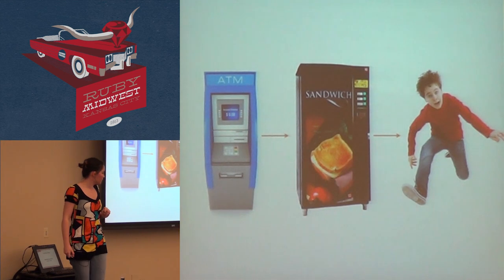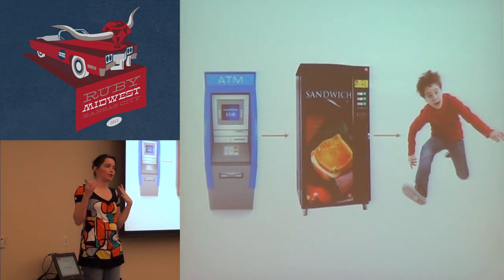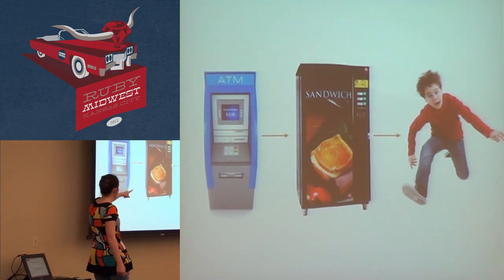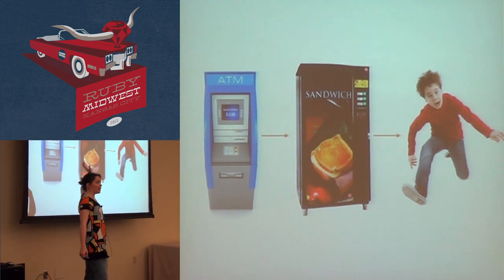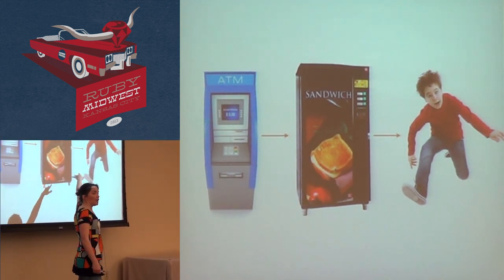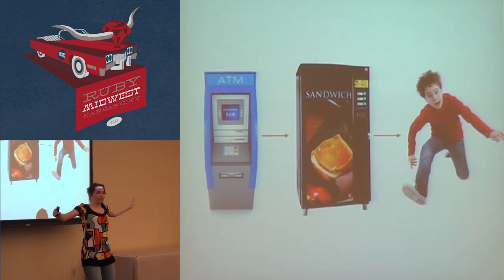But what I can do then is functional composition. And so to me, if my function is a vending machine, then composition means I line it up after an ATM, and see the ATM converts plastic into money, and then my vending machine converts money into sandwiches, and then my little brother converts sandwiches into energy, profit.